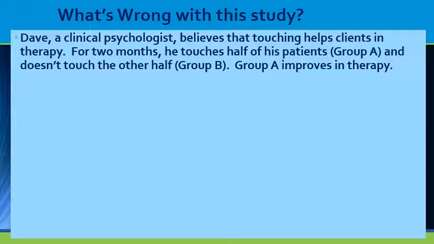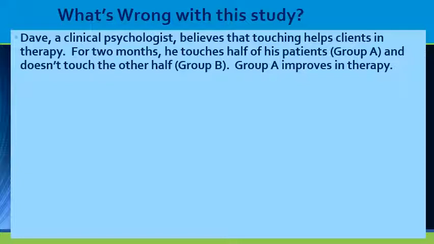And they often get misrepresented, or they are badly designed in and of themselves. So it's important that you, leaving this class, be a good consumer of psych literature so that you can point out when things are not right. Dave, a clinical psychologist, believes that touching helps clients in therapy. For 2 months, he touches half of his patients, group A, and doesn't touch the other half. Group A improves in therapy.